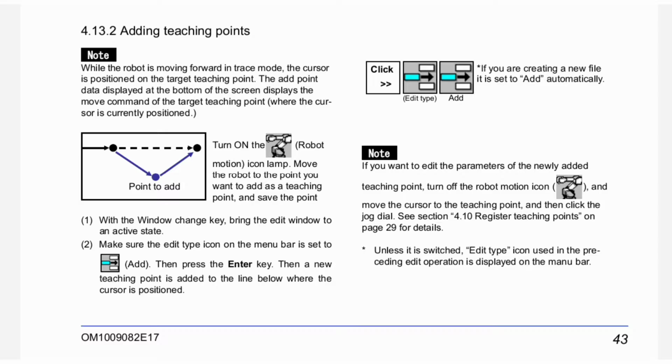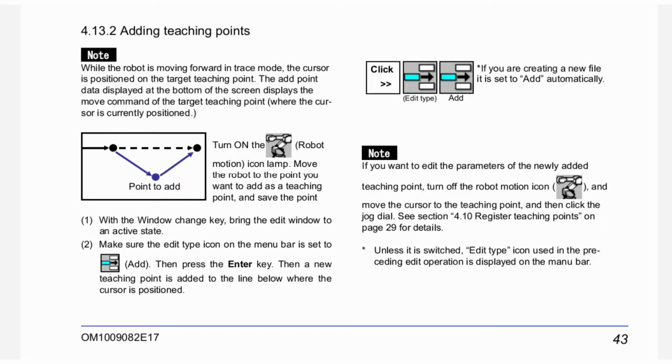Next is adding teaching points. Note, while the robot is moving forward in trace mode, the cursor is positioned on the target teaching point. The add point data displayed at the bottom of the screen displays the move command of the target teaching point where the cursor is currently positioned. Point to add, you can see this diagram.